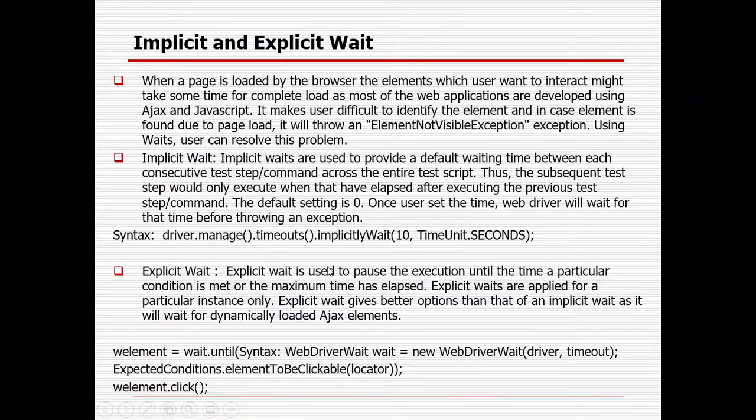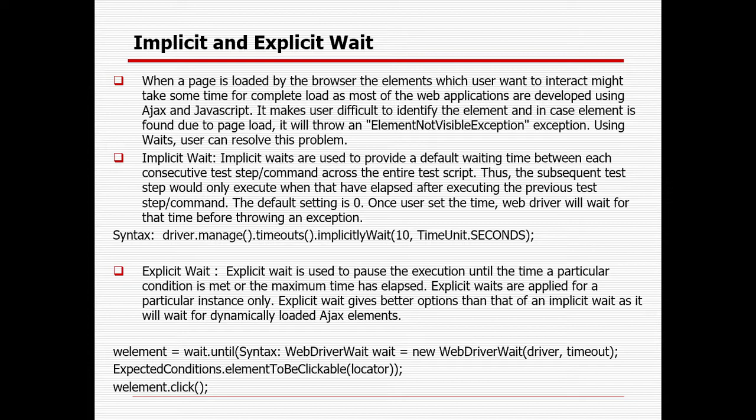But explicit wait is used to pause the execution until a particular condition is met or the maximum time has elapsed. Explicit waits are applied for a particular instance only. Explicit wait gives a better option than the implicit wait, as it will wait for dynamically loaded Ajax elements. Implicit wait is happening at the driver level. So at the page level, it will wait until the whole page is loaded, which might take, suppose, 40 minutes. So your execution will be delayed by 40 minutes.